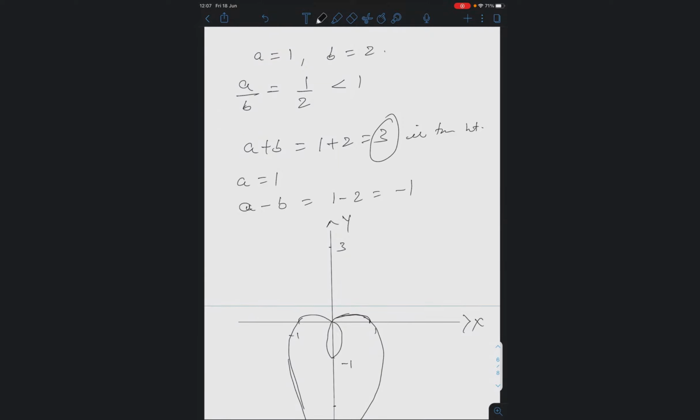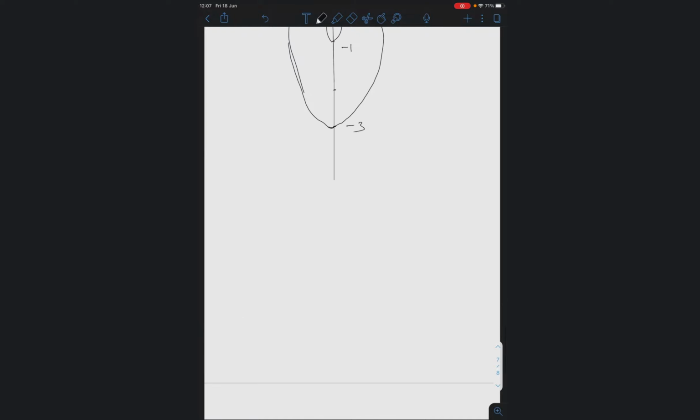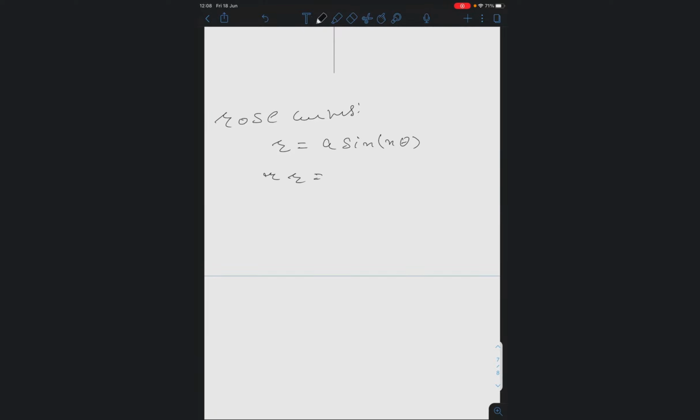Got it? Yes, ma'am. Now let's see the rose curves. What are rose curves? Rose curves are something like r is equal to a sine n theta, or it can be r is equal to a cos n theta.